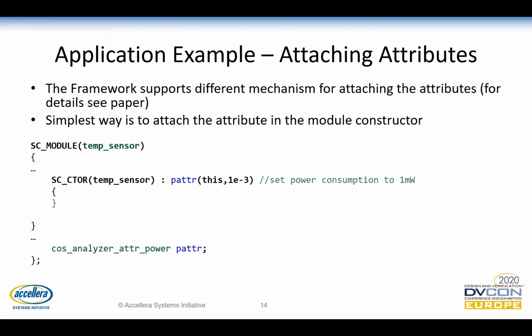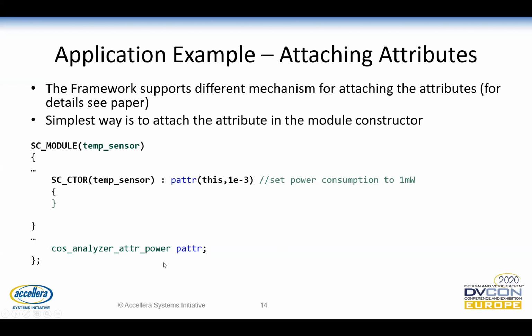And how to use this example? The simplest way to attach attributes to modules is to do this directly in the module description. But inside the paper, we're also describing other possibilities, how you maybe can also attach attributes from test benches or with utility functions. But for this presentation, I will use only the simplest method.